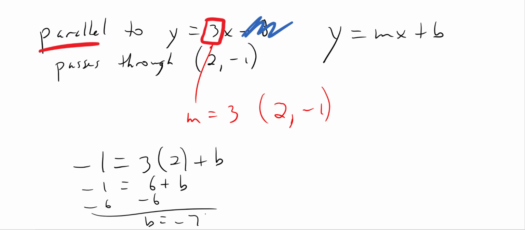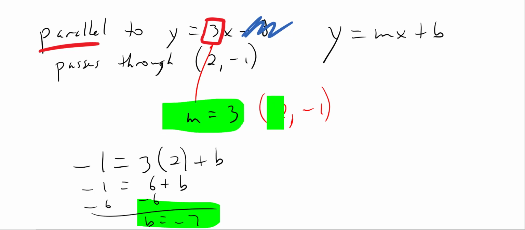Okay? And so what do you do with that? Well, now we have our b, and we have our slope, and so we come up with our equation. Y equals 3x minus 7. Okay? Pretty simple, right? Not bad at all.